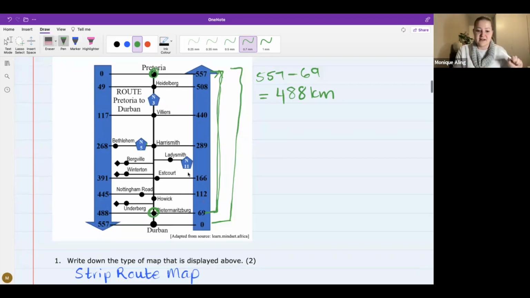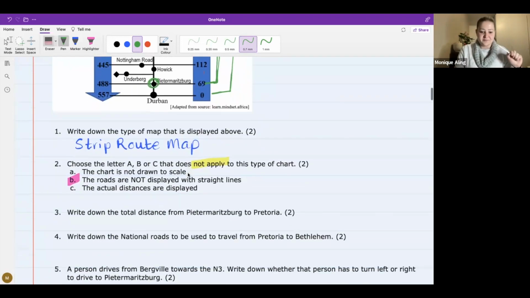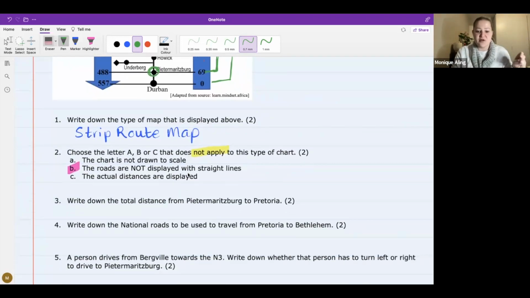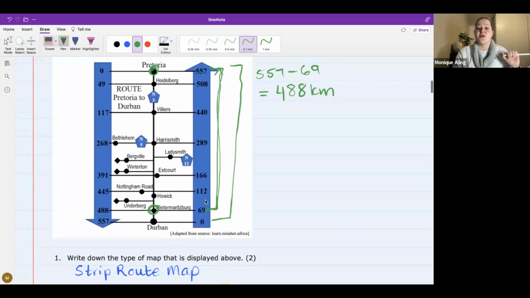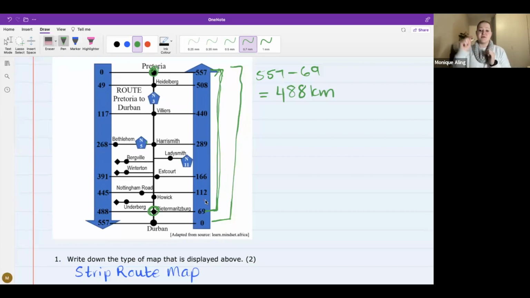Well done. Okay. Write down the national roads used to travel from Pretoria to Bethlehem. What national roads would you travel going from Pretoria to Bethlehem? Let me know in the chat.